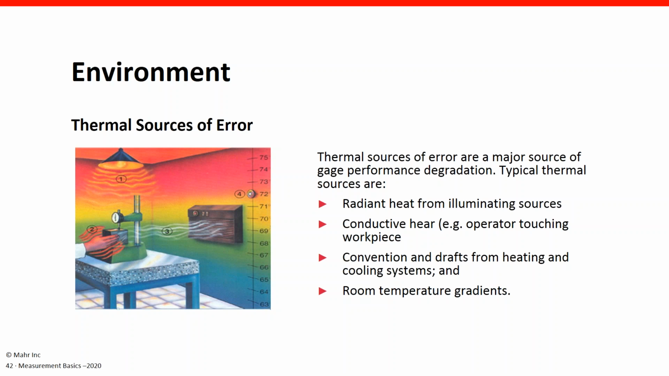The environment is the biggest contributor. We talked about that a little bit previously. There are lots of thermal sources of error: the radiant heat from the lights, conductive hands touching the pieces, convection drafts, and so forth, room temperature gradients. When you're measuring in the submicrons, the environment can be a very big contributor, especially temperature.